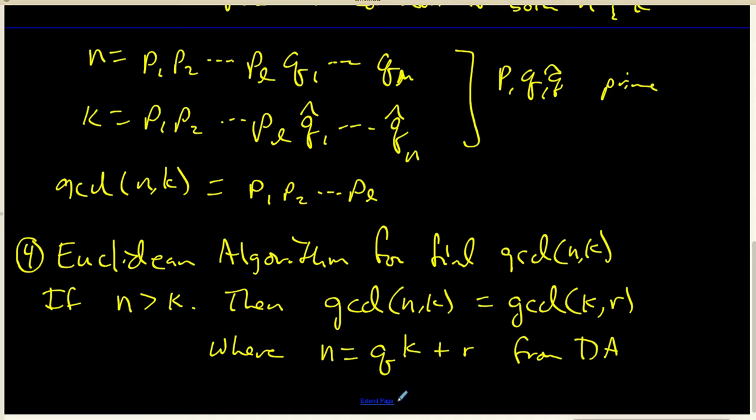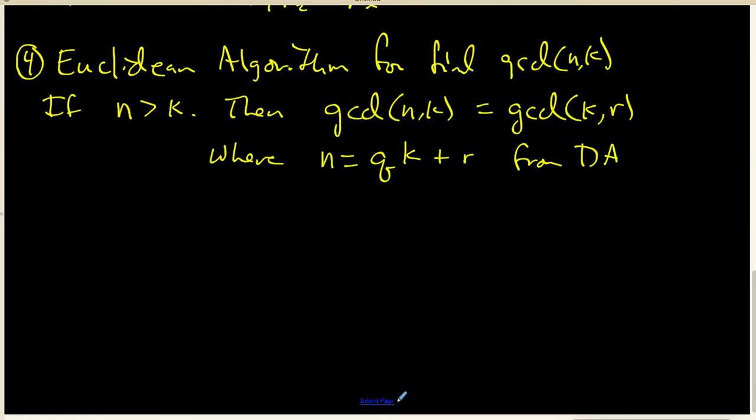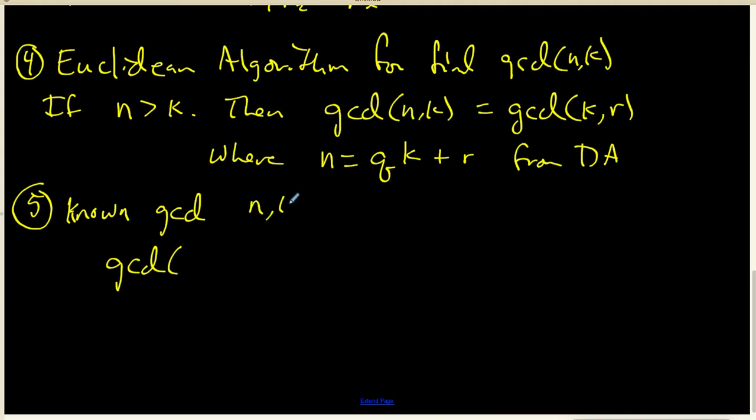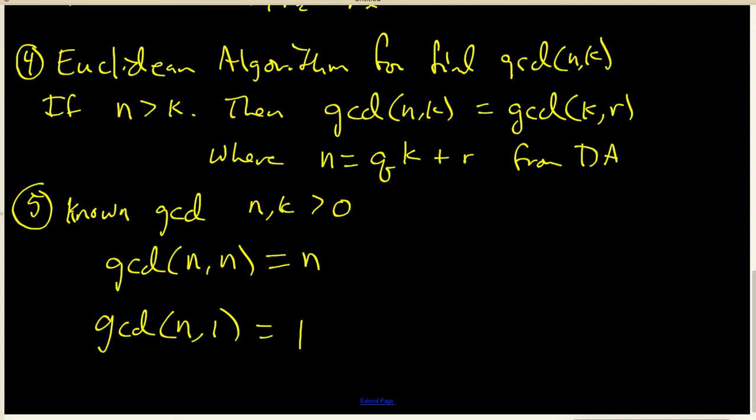There is one more thing that I want to review about GCDs, and that is some important known GCDs. The GCD of, and here I'm going to assume that everything in sight is positive, so n and k are always going to be at least as big as 0. The GCD of a number and itself is just going to be the number. The GCD of a number and 1 is always going to be 1.